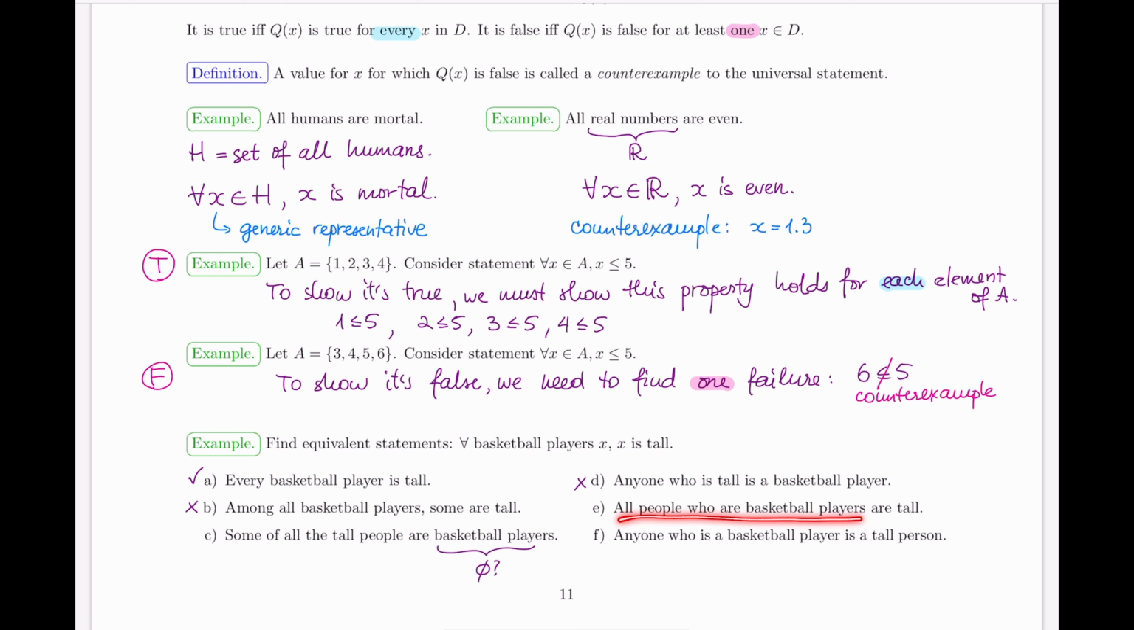All people who are basketball players are tall. So the domain are the basketball players, and the property is the fact that they're tall. That is, in fact, the case. Anyone who is a basketball player is a tall person. Anyone who is a basketball player, for any generic representative of it, they are a tall person. So those are, in fact, equivalent statements.